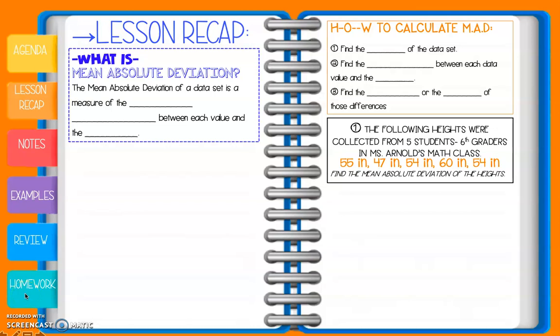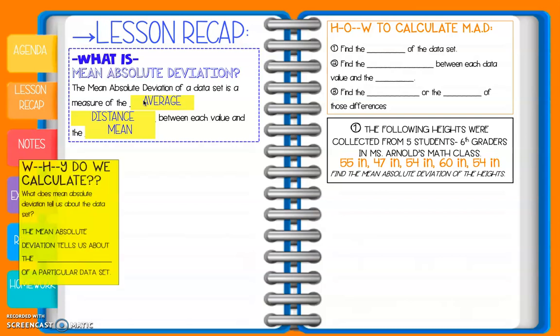All right, guys, today we're going to review mean absolute deviation. We talked about how to calculate mean absolute deviation and what it is. So let's review. What is mean absolute deviation? The mean absolute deviation of a data set is the measure of the average distance between each value and the mean. Okay, so on average, how far away is each data point from that central number, from that mean?